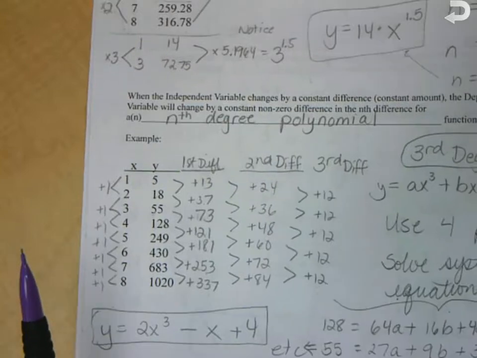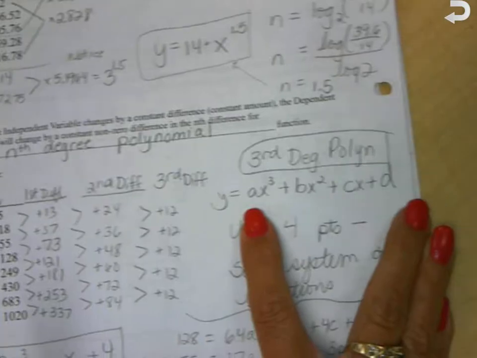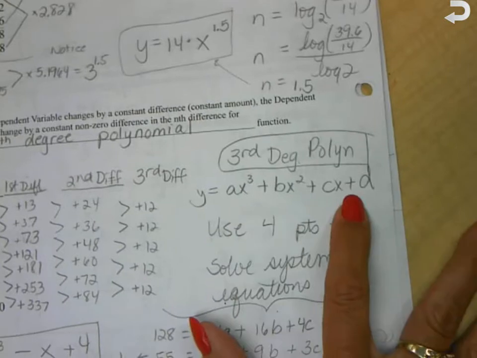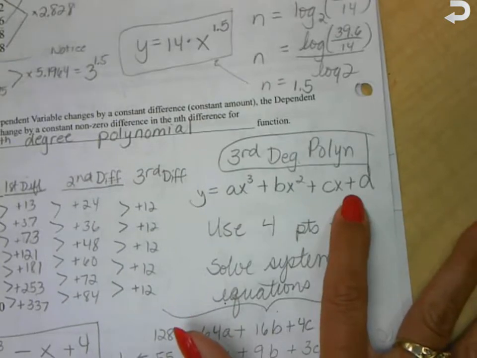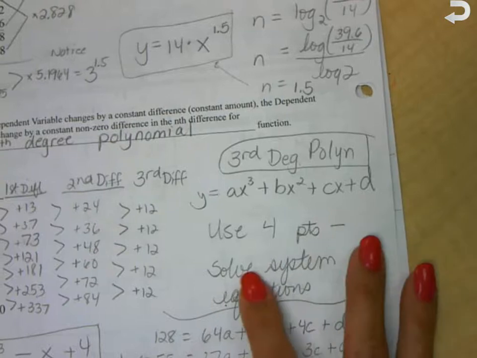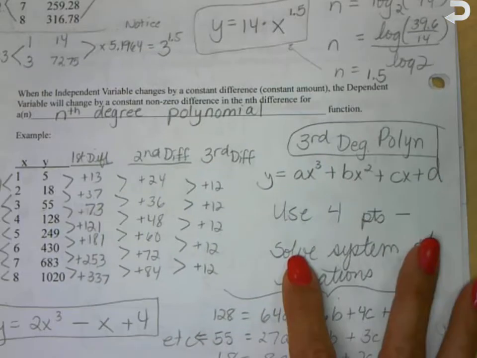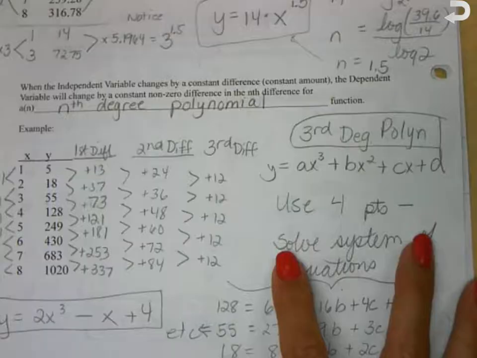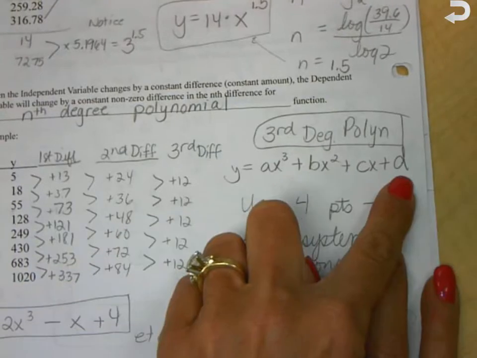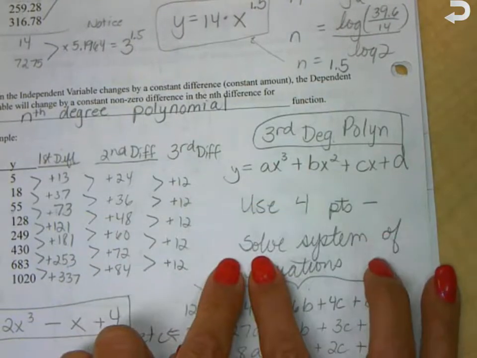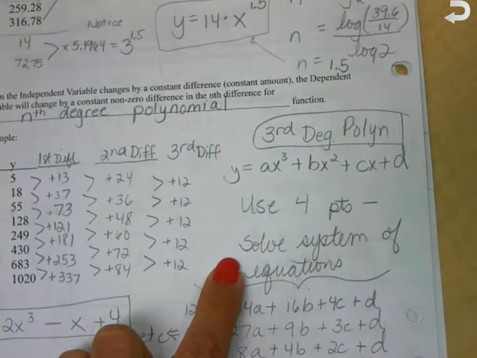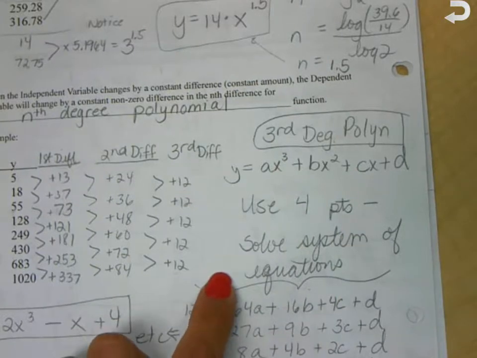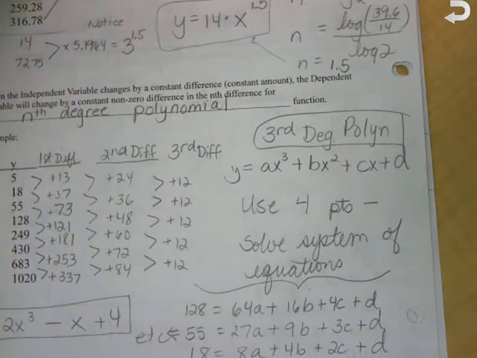Degree 3 polynomials will look like this setting: y equals ax cubed plus bx squared plus cx plus d. And I can see in the cubic polynomial I have 4 unknowns, which means in order to figure out what those unknowns are, I'm going to need to use 4 points. Now typically I'm going to pick the smallest points that I have in my set of data so that my numbers are as small as possible. So I'm going to choose to use the x values 1, 2, 3, and 4 to create my system.